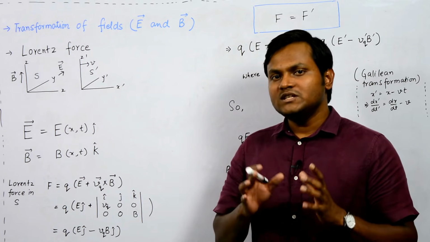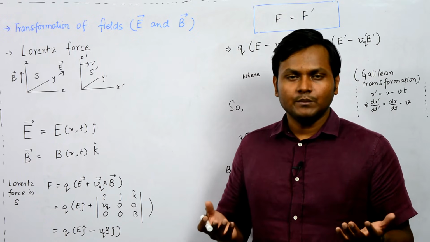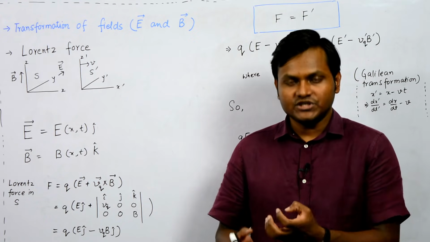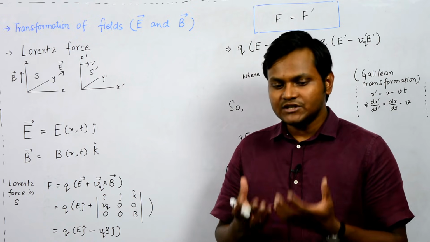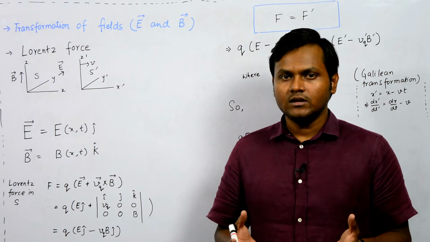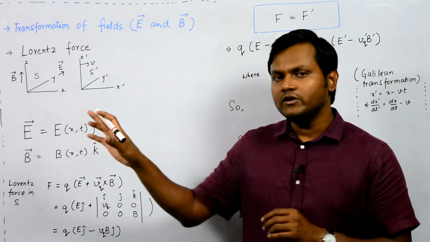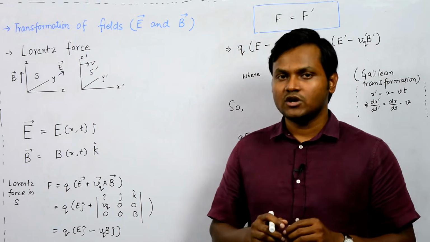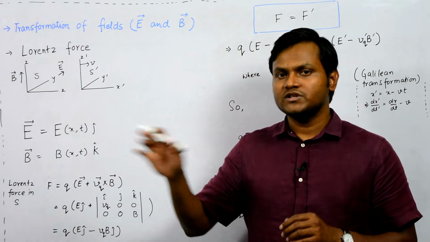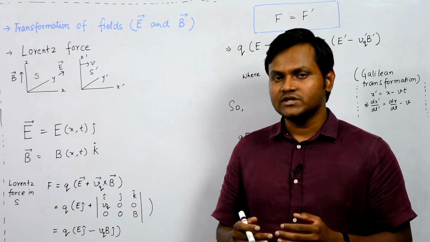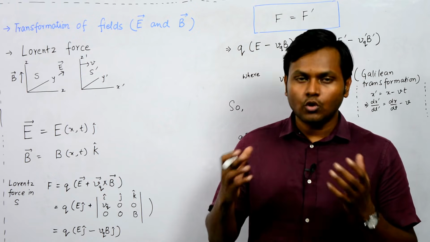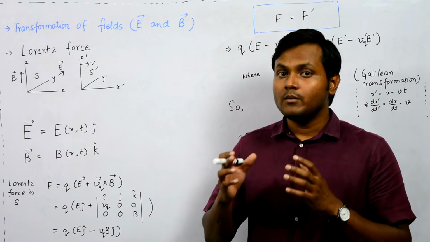So now what does it mean? It means that, let's say for example, if I have a charged particle which is at rest with respect to me, then that charged particle is going to have an electric field, but it is not going to have a magnetic field. But if there is another person who is moving with some relative velocity with respect to the charged particle, then for that person the charged particle has some relative velocity. So the charged particle is going to show not only electric field but also magnetic field.